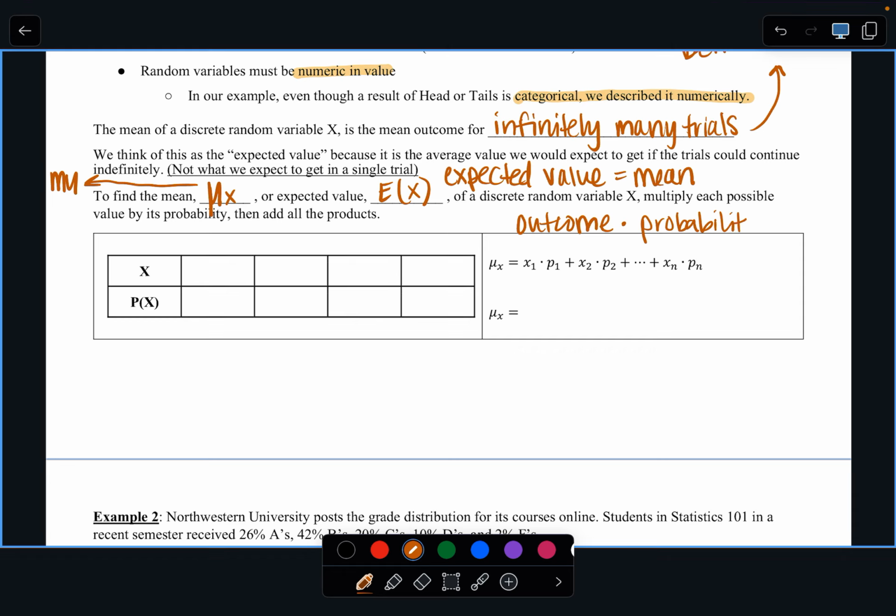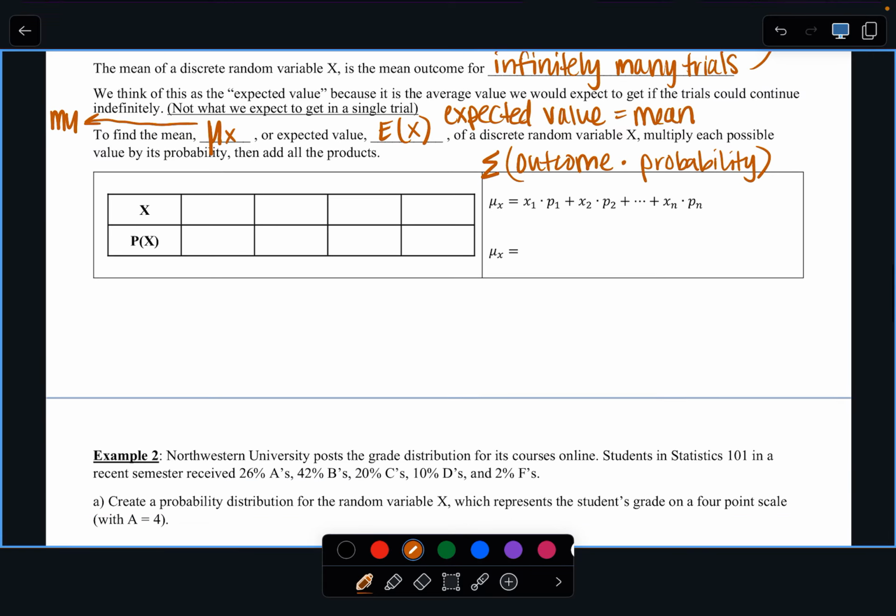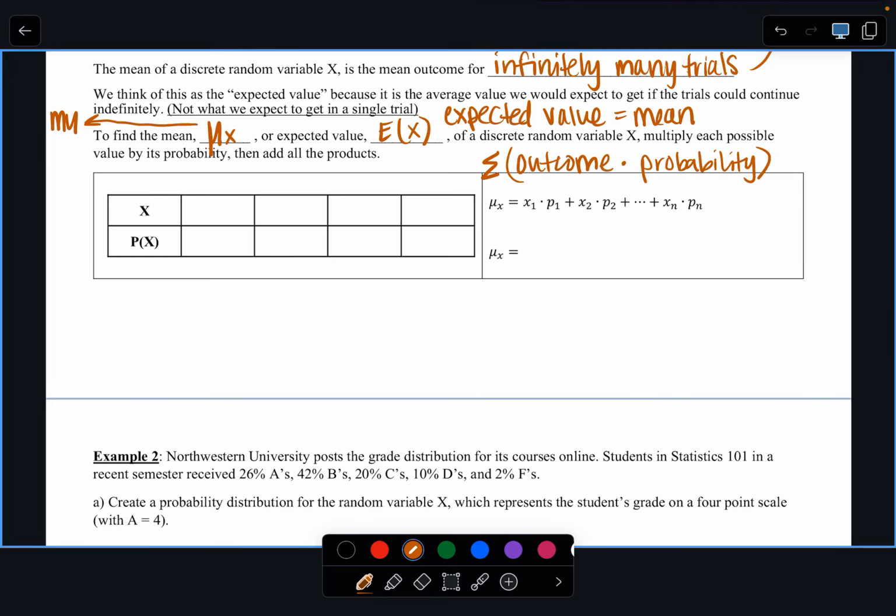And you're going to go in and find the sum of all of those outcomes times their probability. I'm going to give you a really generic formula, the one that you'll actually see on your formula chart. I'm going to use x1, p1, x2, p2. You keep going until you get to your last outcome, xn, pn.